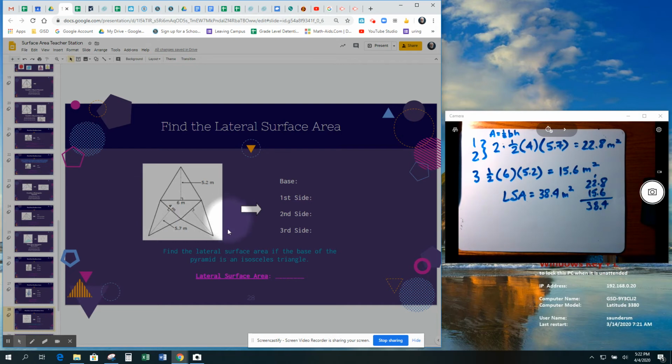Okay, so just the three sides. Careful what it asks you for. Find the lateral surface area, and that means the area without the base. Okay? Don't do extra work if you don't need to.